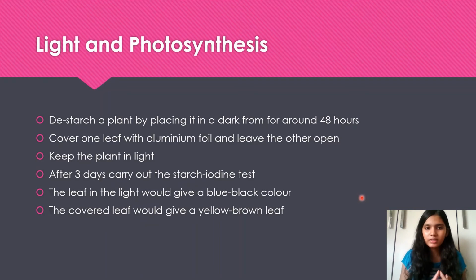You place the plant in bright light, and after 3 days, you carry out the same starch iodine experiment as in the earlier slide. The leaf in the light, which is uncovered, would give a blue-black color because light is required for photosynthesis, and the covered leaf will give a yellow-brown color. So no light means photosynthesis can't occur, and starch can't be formed because glucose is not formed.